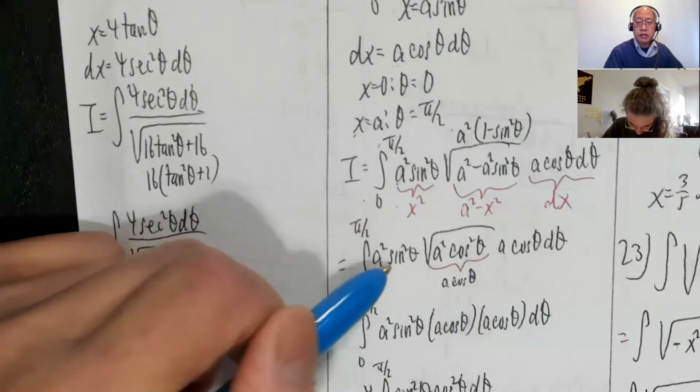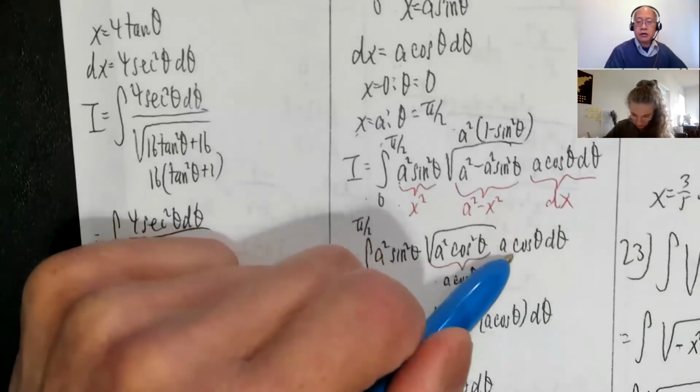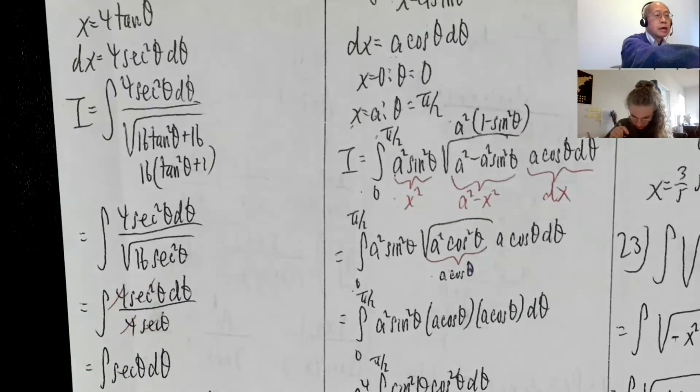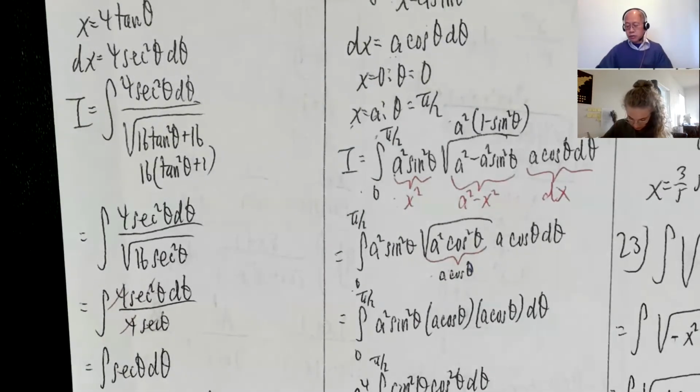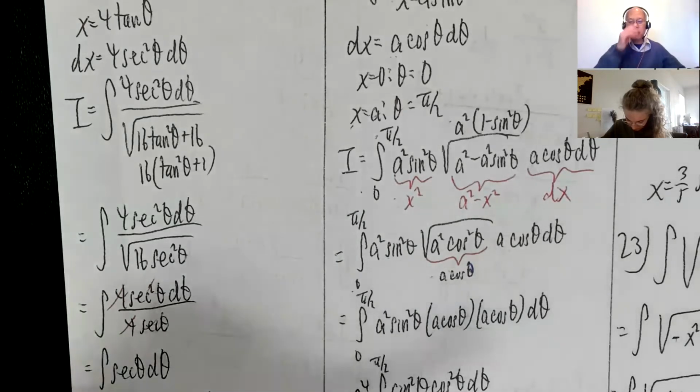So now I have a squared sine squared theta, a cosine theta, another a cosine theta, d theta. So there's no more square root. Okay. That was the whole idea behind this kind of problem. We want to get rid of the square roots. So I would be left with a trig integral, which is why we spent so much time in section 2 on the trig integrals, because we knew that they would show up here.